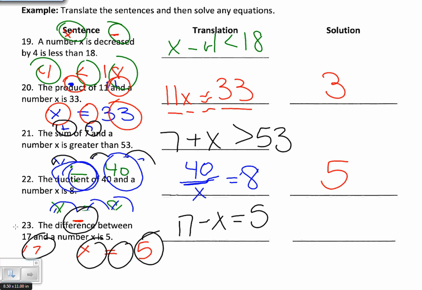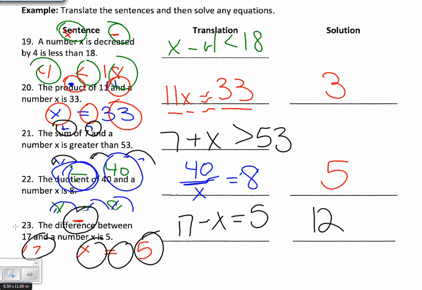Again, we have an equal sign, so we can solve it. If I look at that, 17 minus what gives me 5? Well, the answer there is 12, because I know that 17 minus 12 equals 5.